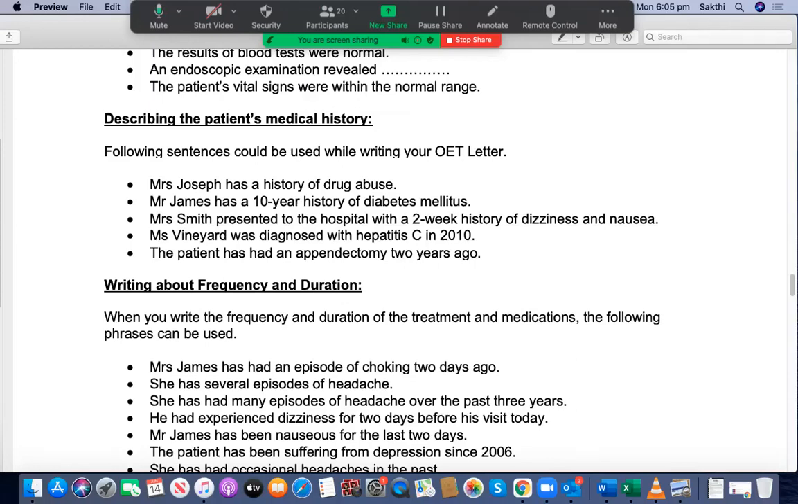So you place "2 weeks" at the end of this sentence, not here. If you want to write the plural noun, use it at the end: with the history of nausea or dizziness for 2 weeks. That's okay. That's good. So you write whichever way you like, but ensure that the sentences are grammatically correct. That is what we need.